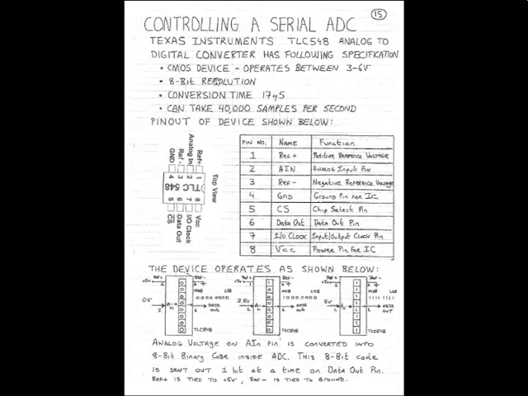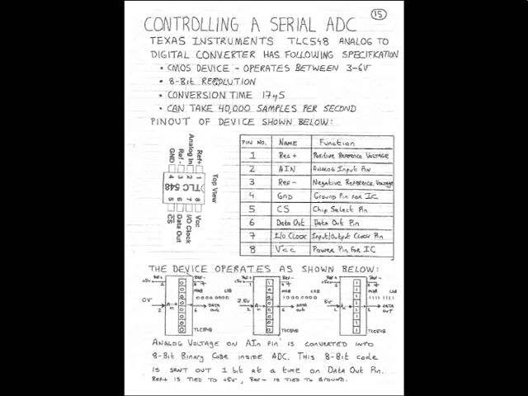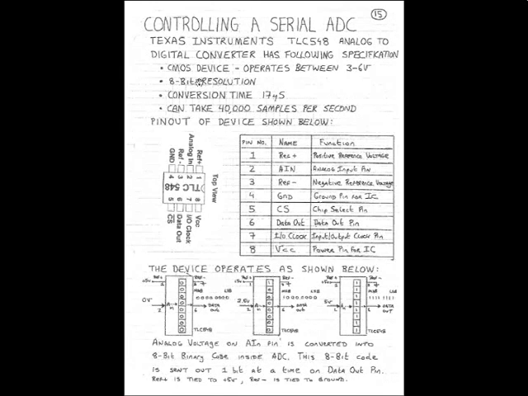That means that any voltage will be converted into an 8-bit number, and the voltage will be represented as a number 0, 1, 2, 3, 4, 5, 6, 7, 8, 9, 10, 11, up as far as 255. So 8-bit resolution means that the voltage will be represented by an 8-bit number, or a number between 0 and 255 if we want to look at it in decimal.